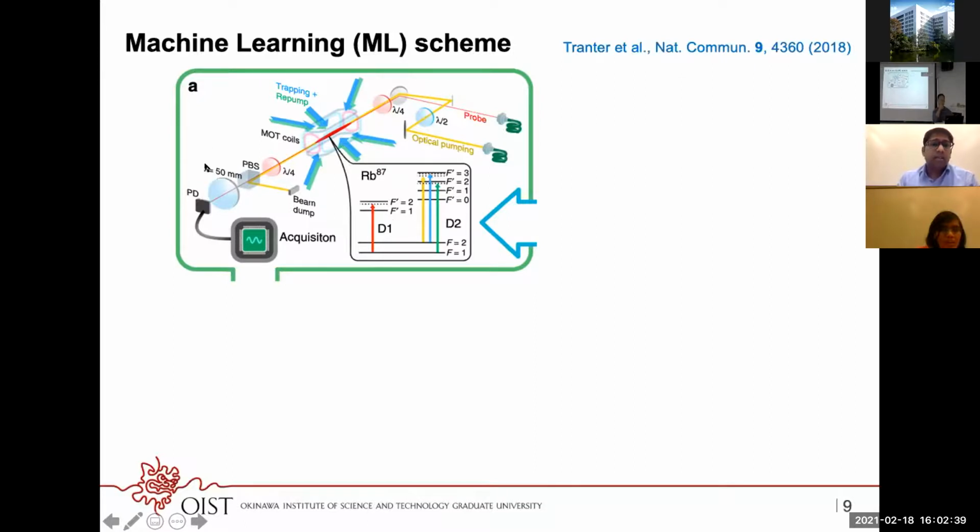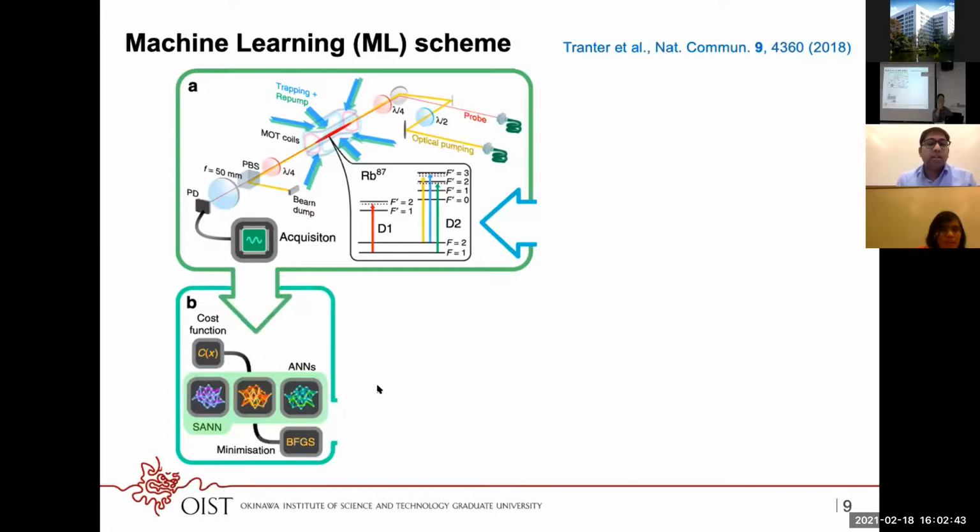And then this optical depth, which is observed for a particular experimental control, is sent to a set of neural networks, where a neural network is typically designed to optimize a cost function. What the cost function is depends on the experiment. In this experiment, for example, the cost function is basically the inverse of the optical depth.